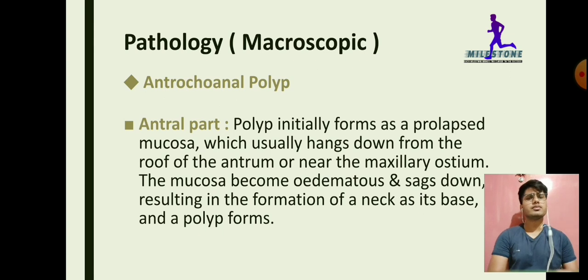Now pathology. So the antrochoanal polyp is, as we have seen in the diagram, long. It initially forms as a prolapsed mucosa which slowly hangs down from the roof of the antrum or near the maxillary ostium, and then the mucosa becomes more edematous and eventually it sags down. It might get more elongated. Okay, and there is also a neck and a base of the polyp. So the polyp also has a neck.